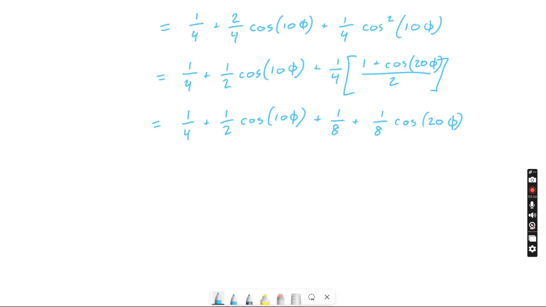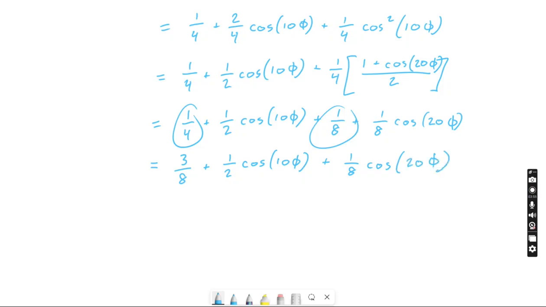If you take a look here, we're just going to combine the 1/4 and the 1/8. That's going to make a 3/8 plus 1/2 cosine of 10 phi plus 1/8 cosine of 20 phi. So that's why this weird answer looks the way it does. There's a lot of algebra and combining like terms going on.